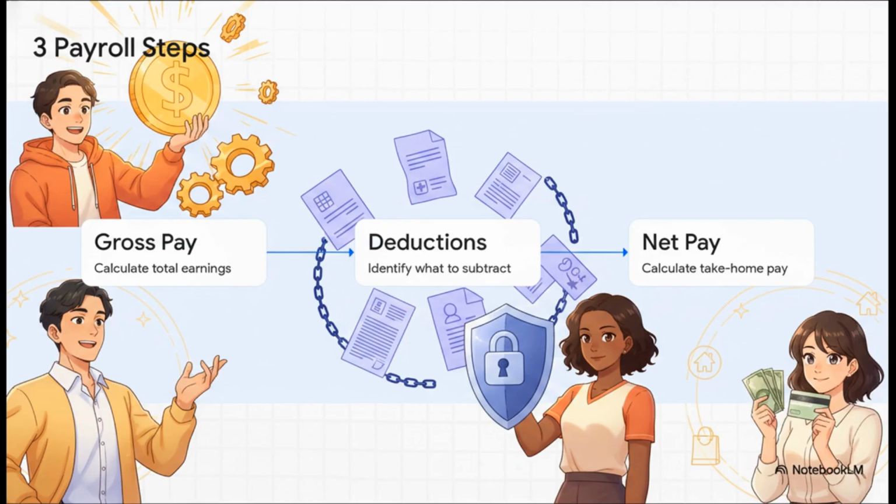That's what the employee actually earned. Step 2 is identifying deductions, so the money that legally or voluntarily has to be removed. And Step 3 is calculating the net pay, the actual cash your employee takes home.